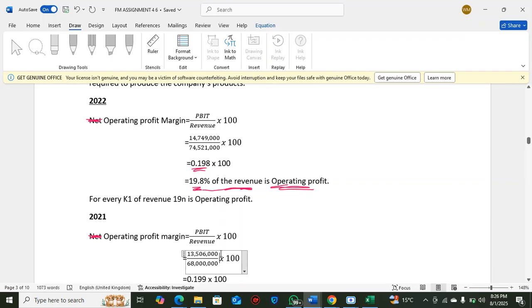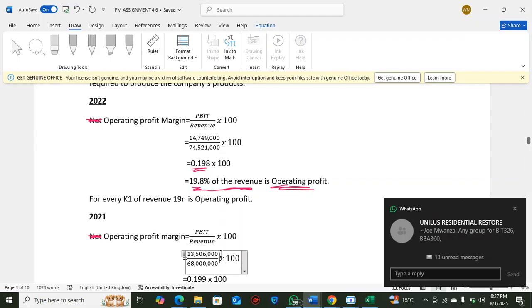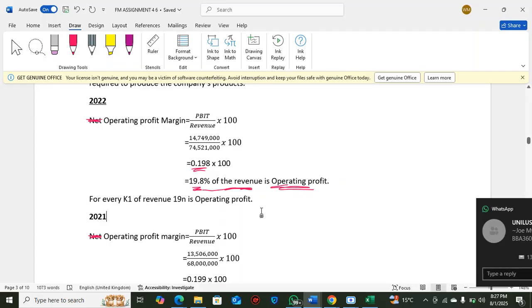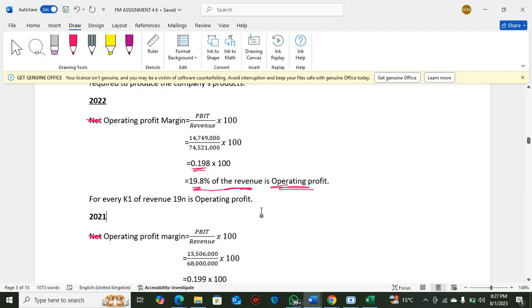Okay, so you can comment on the ratio, and you can also comment on the figures. That's if you have a lot of time in the exam. If you don't have a lot of time, just comment on the ratios. Okay, just comment on the ratios. Yes, any questions?